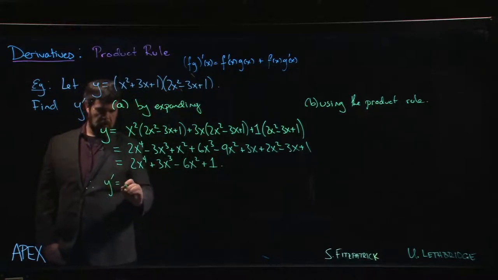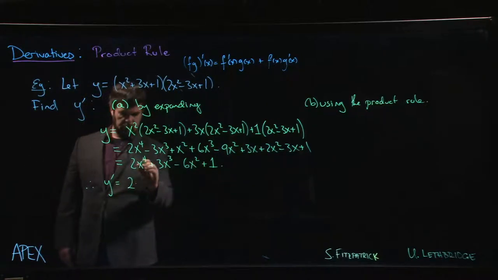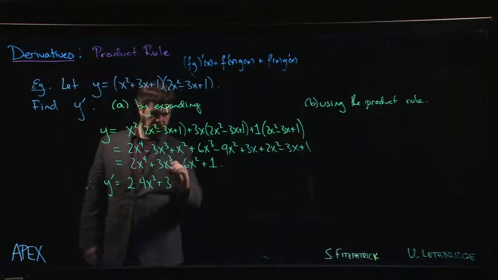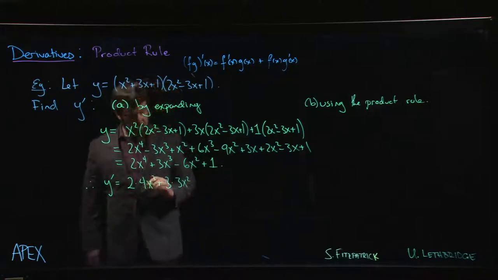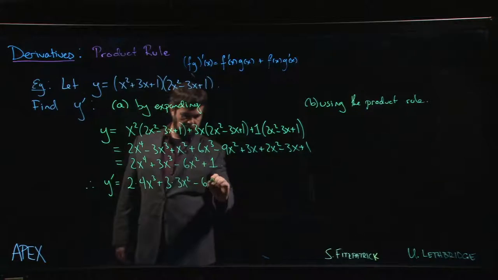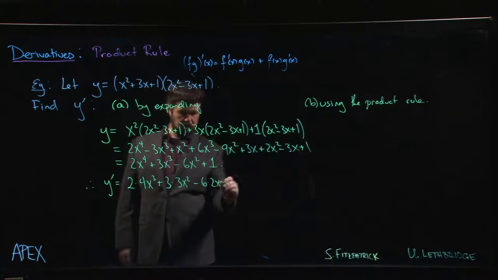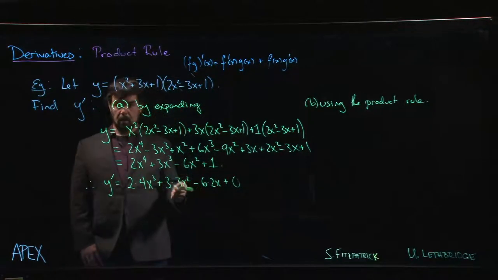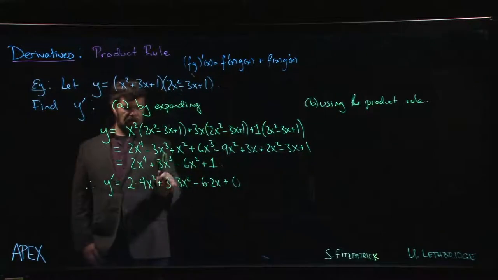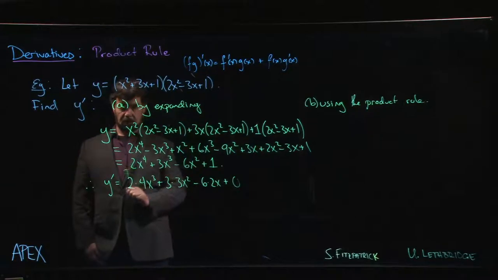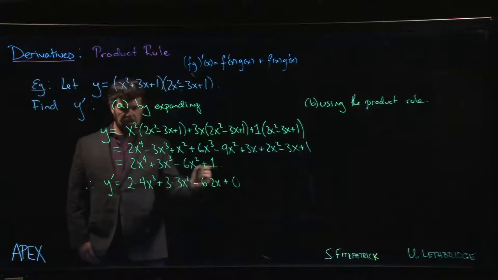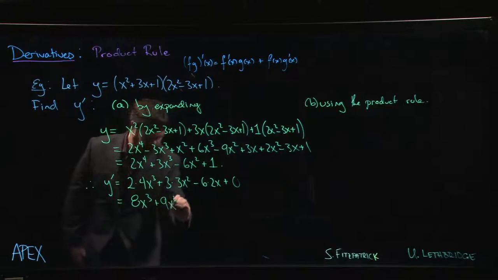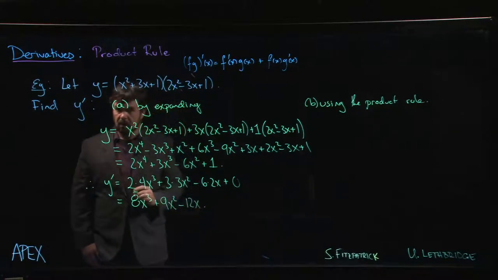y prime is going to be 2 times the derivative of x to the 4, which is 4x cubed, plus 3 times the derivative of x cubed, which is 3x squared, minus 6 times the derivative of x squared, which is 2x, plus 0, right? The derivative of any constant is 0. Okay? So again, here I've used the sum rule and the constant multiple rule, right? Remember the constant multiples just stay put, and then you take the derivative of the functions that are being multiplied by those constants. Finally, we do a bit of simplifying. 8x cubed plus 9x squared minus 12x, and we're done.